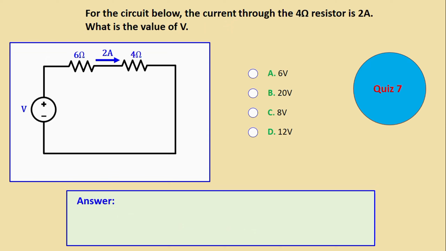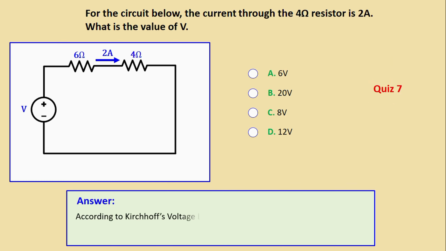For the circuit below, the current through the 4 ohm resistor is 2 amps. What is the value of V? You have 5 seconds to come up with an answer. Let's go. We go now to the answer. According to Kirchhoff's voltage law, we can write V is equal to 2 multiplied by 4 plus 6 is equal to 20 volt. That means B is the correct answer.